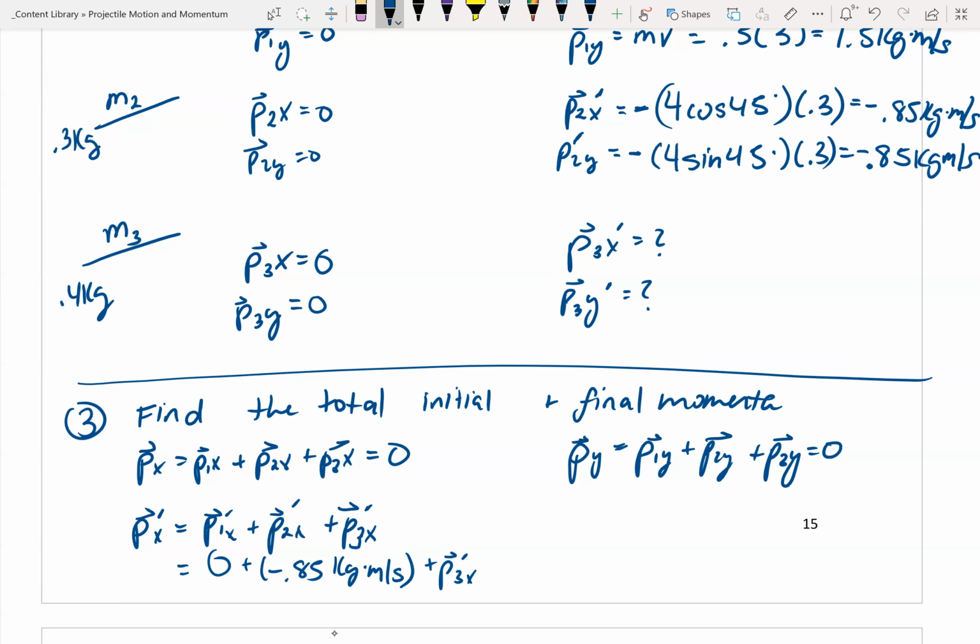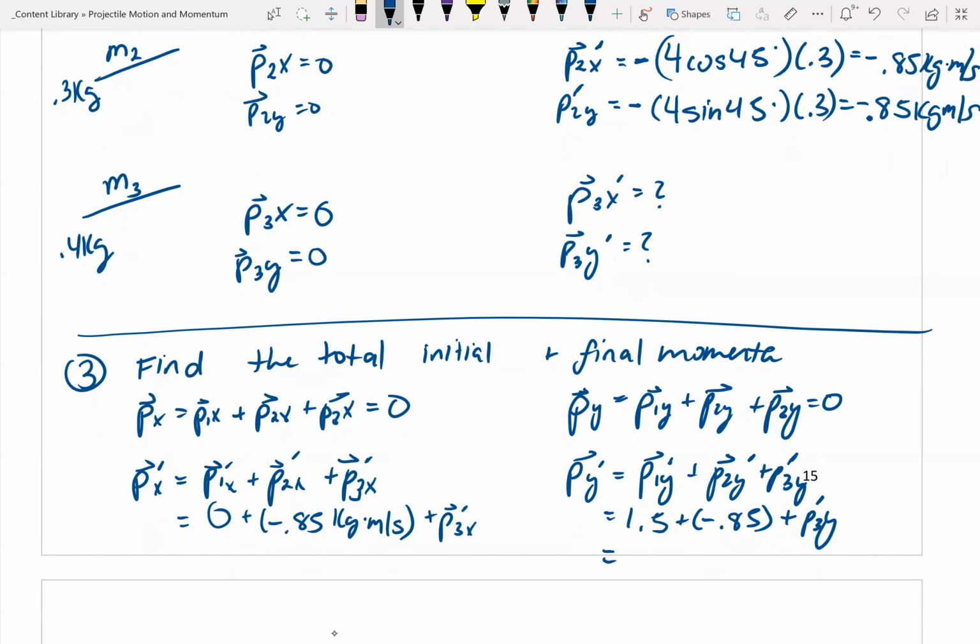Now we're going to look at Py prime. So that would be P1y prime plus P2y prime plus P3y prime. P1y prime was 1.5. P2y prime was negative 0.85. And P3y prime is what we're looking for. I'm just going to simplify this a little bit. It's 0.65 plus P3y prime.